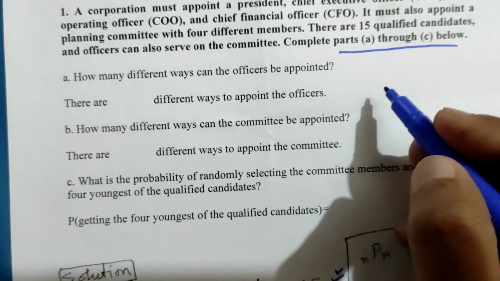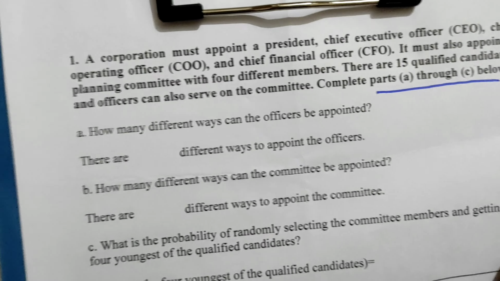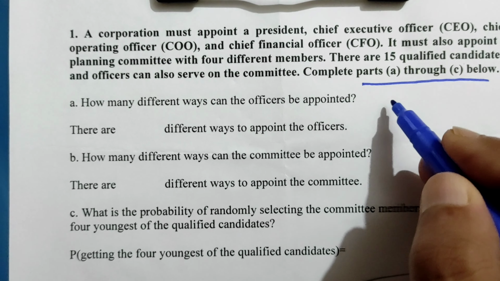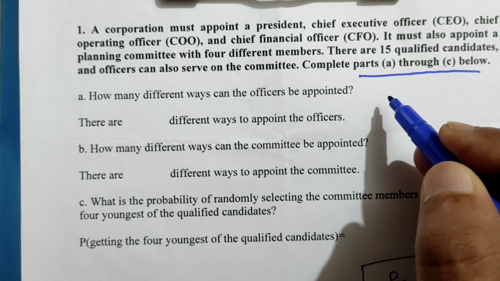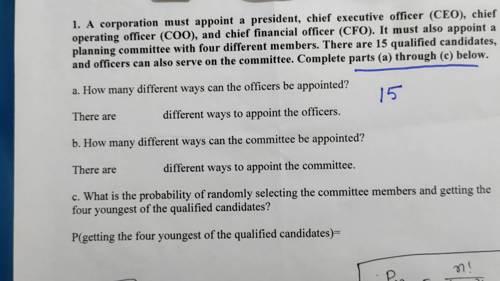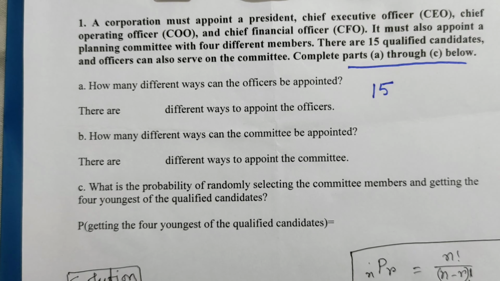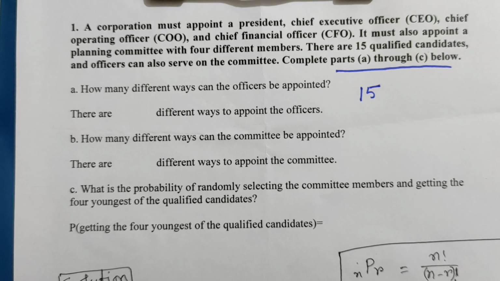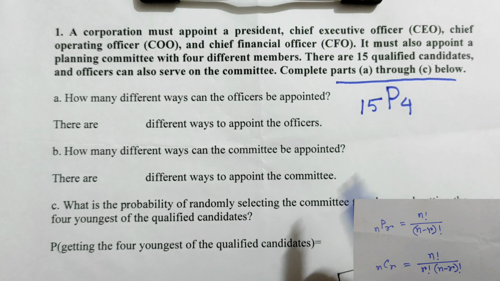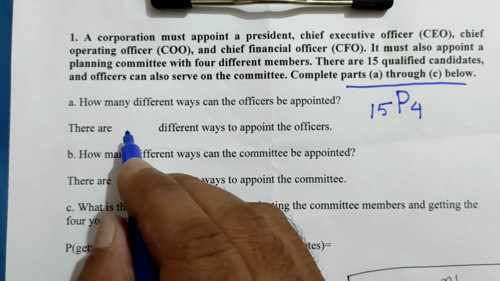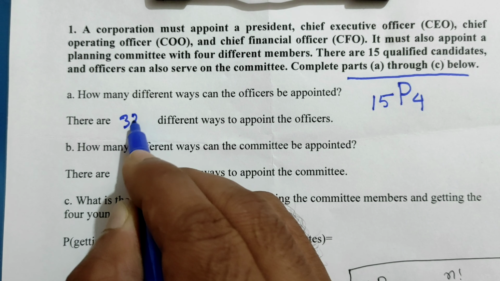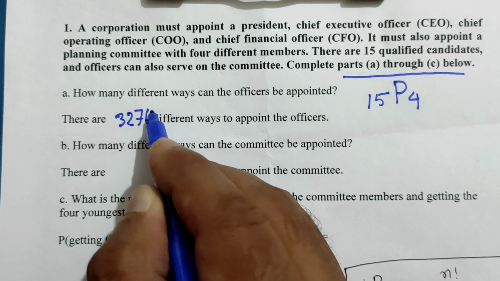So we get, how many ways can the officers be appointed? This is 15 P 4 ways. We get 32760.